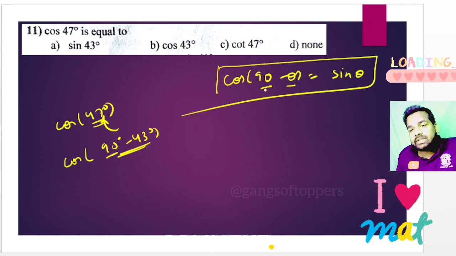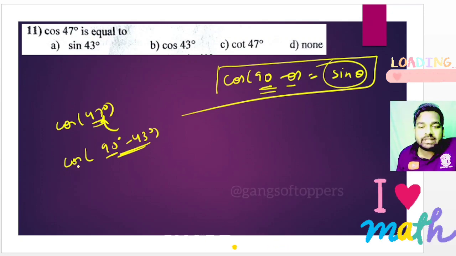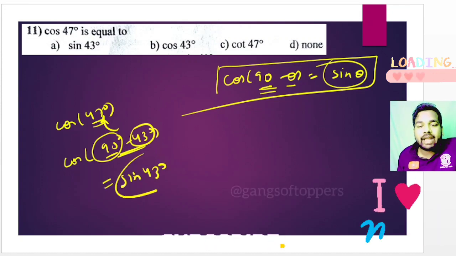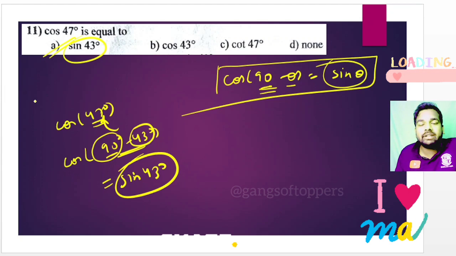Now you get the formula that cos of 90 minus theta is going to become sin theta. So cos 47 degree is going to become sin 43 degree. So the answer we get here is sin 43 degree. This is a very easy question, I think.